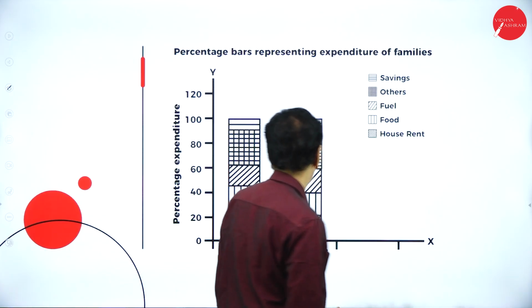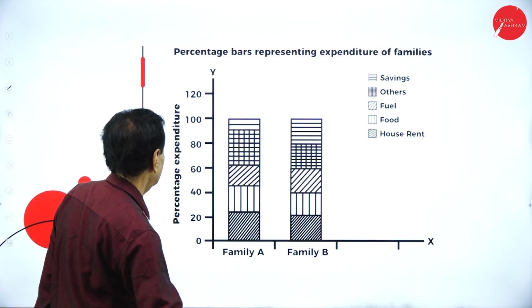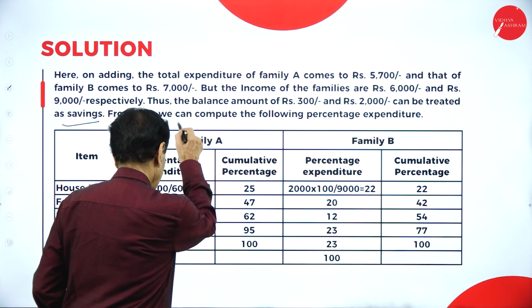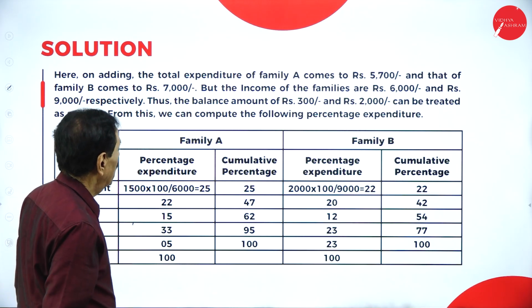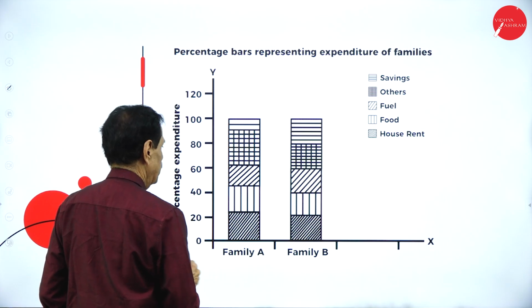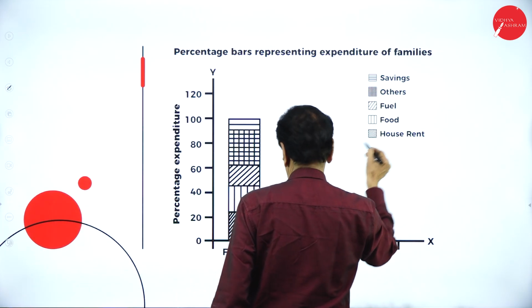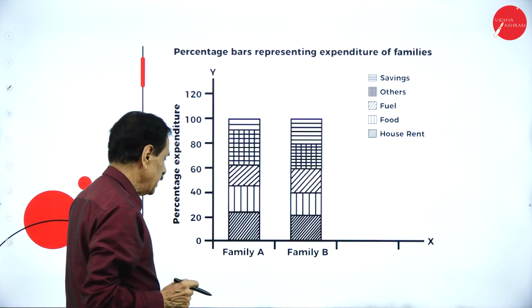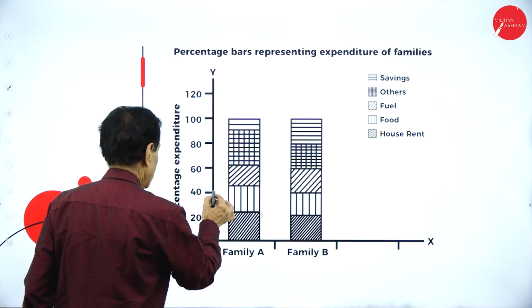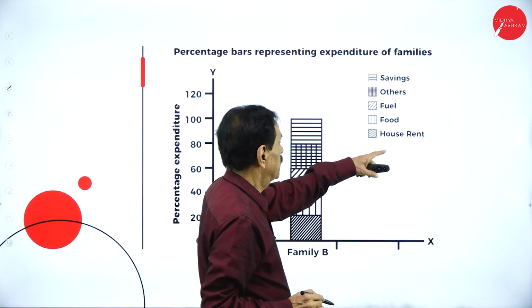So come back here. In the bar diagram, this is family A and this is family B. The total expenditure is 100, 100. Come back to the first one, house rent. This is your 25. What is the next one? Cumulative 47. This is your 47 here, so 47 with savings.